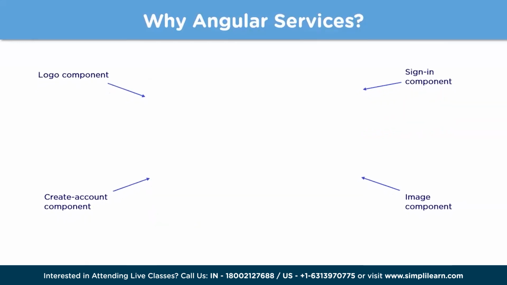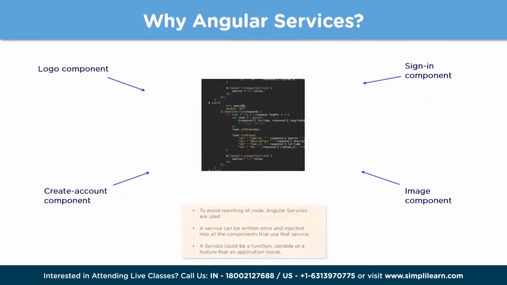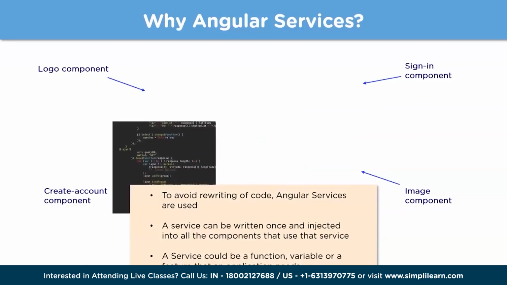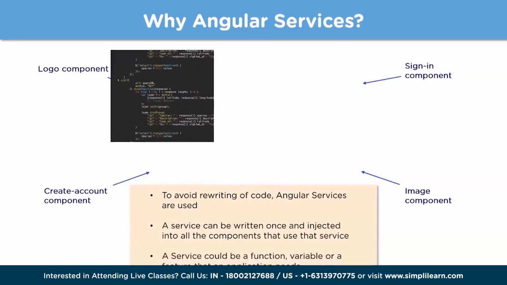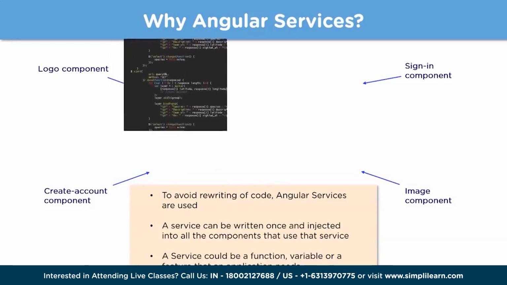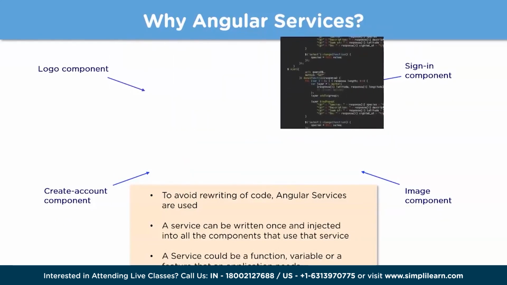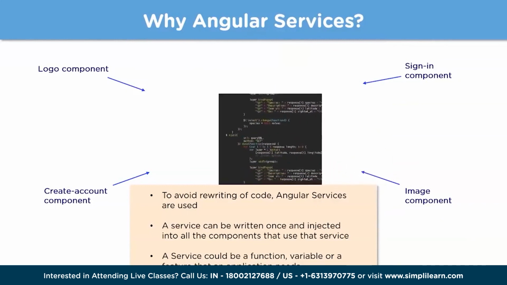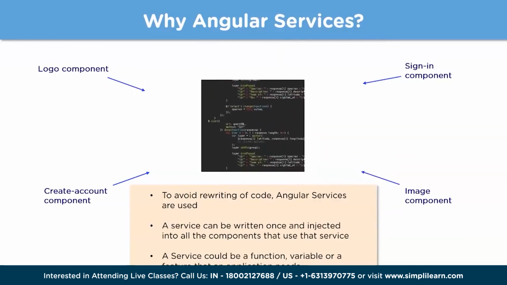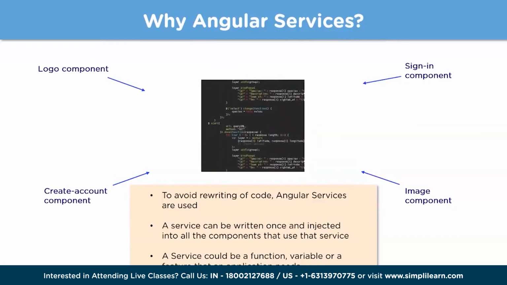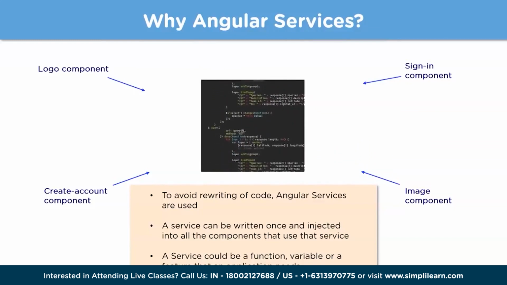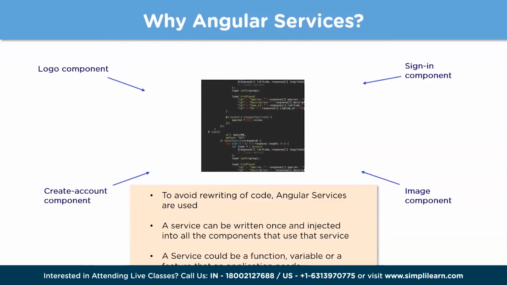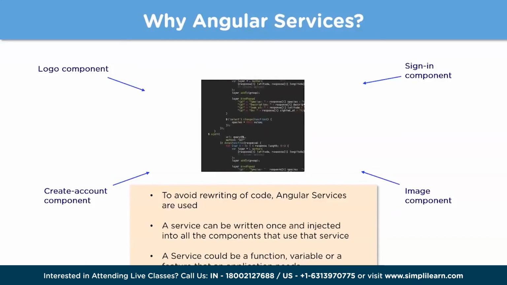Now instead of having to write the code for every component, you can just make use of Angular services. Now the service can be written once and then injected into all of these components. Now a service could be a function, it could be a variable, or a feature that an application needs. So the main use of a service is to write code once and avoid rewriting of it. Now the same code can be injected into several components that make use of this particular service.